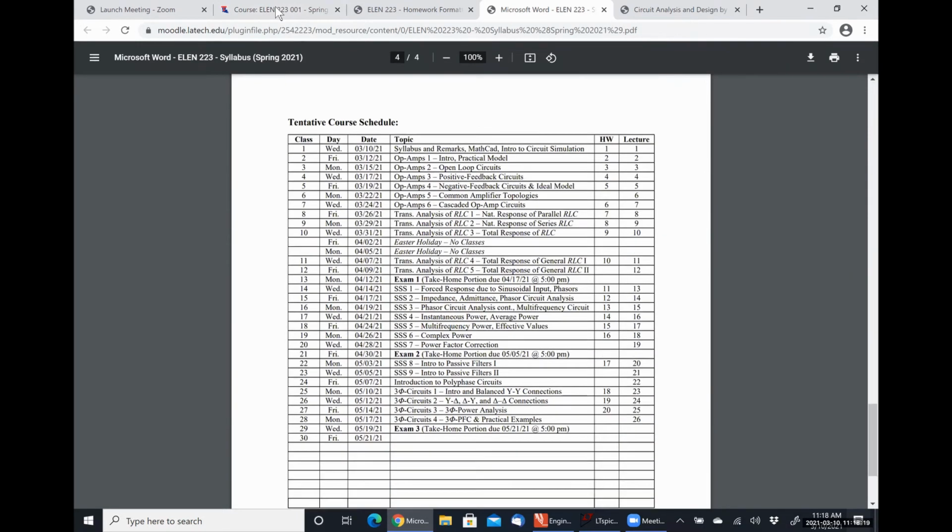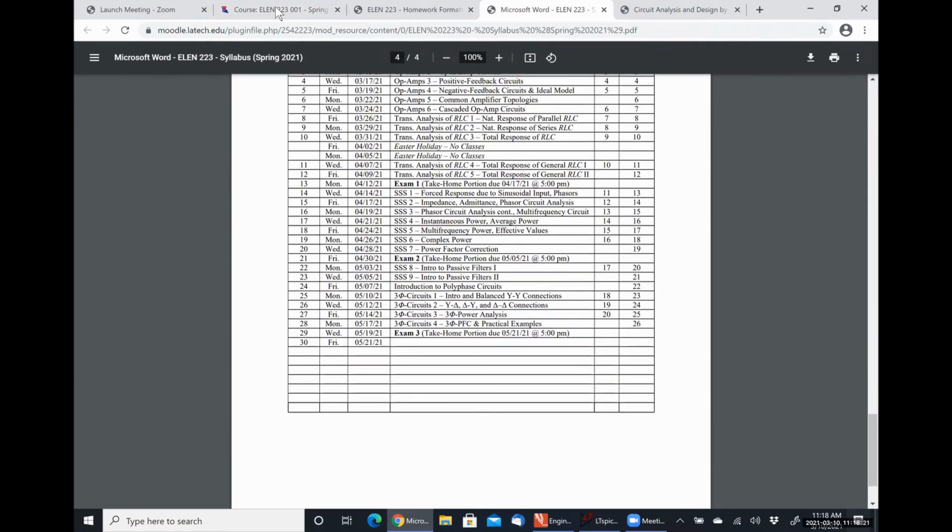Scroll back down here. Notice where it says exam 1, I don't know if you can see it from that far. The take-home portion is due the 17th, so that is 5 days later. I have it as the 17th, so it'll be the 17th. You've got several days in which to do it, and it's due at 5 p.m. You also have roughly 3 classes in order to ask me questions if there's some part of it that you don't understand.